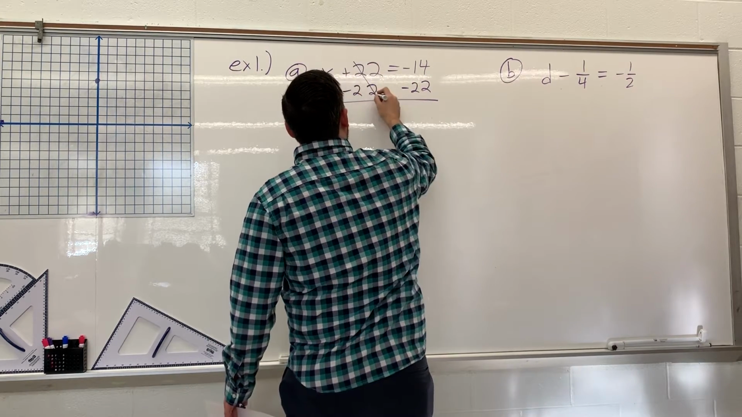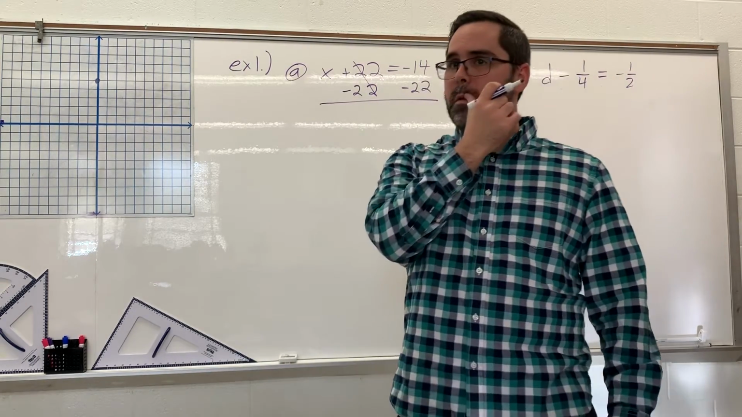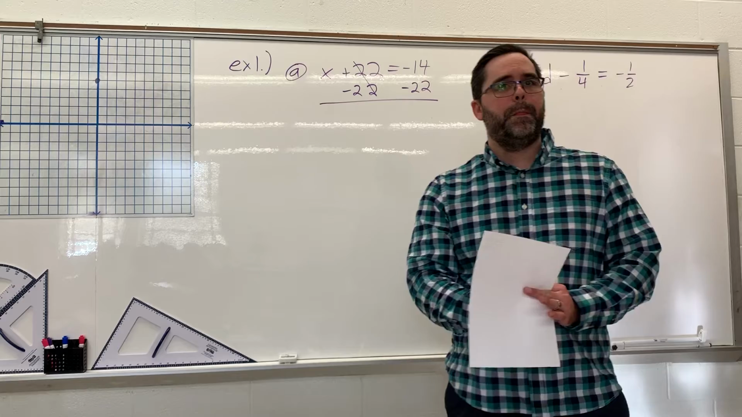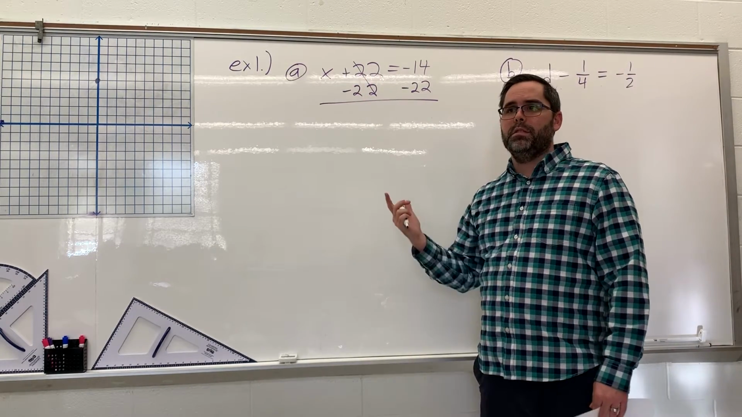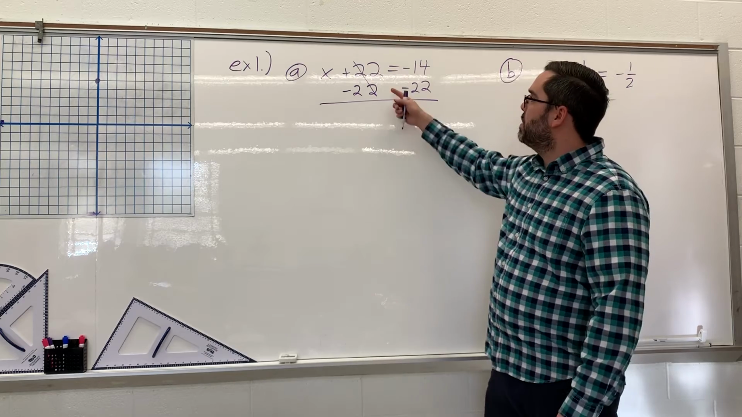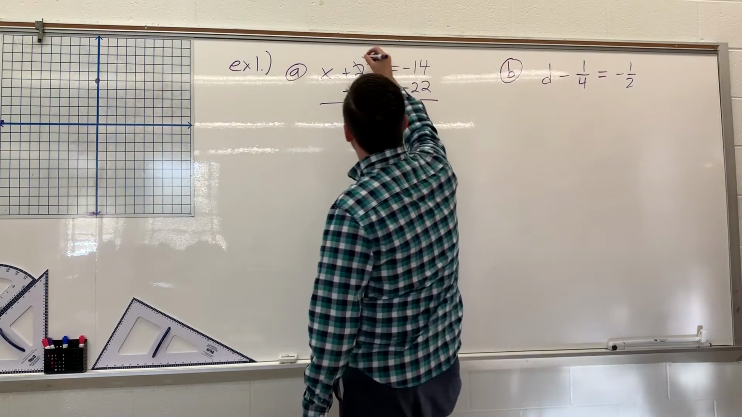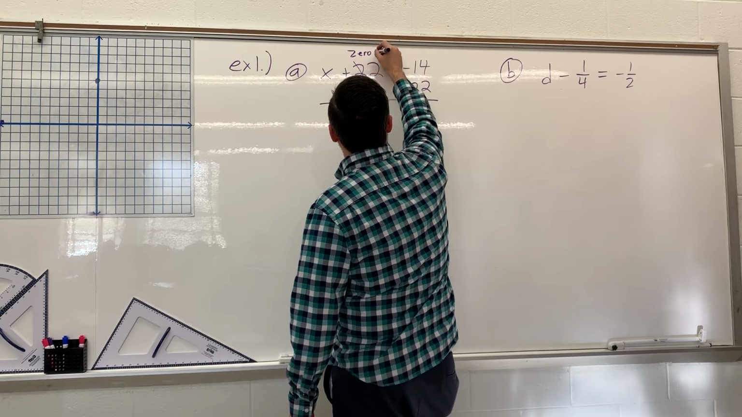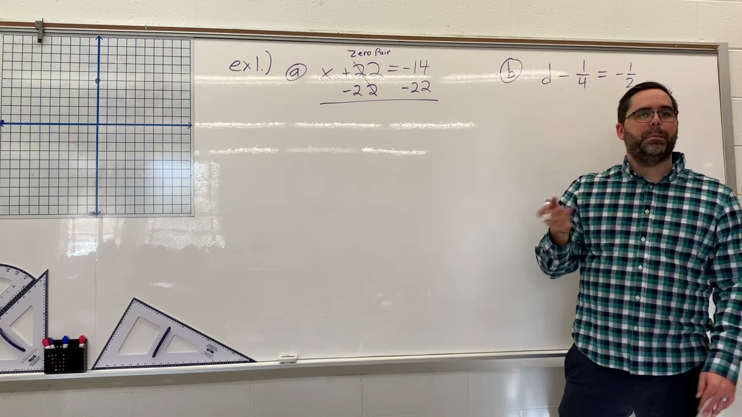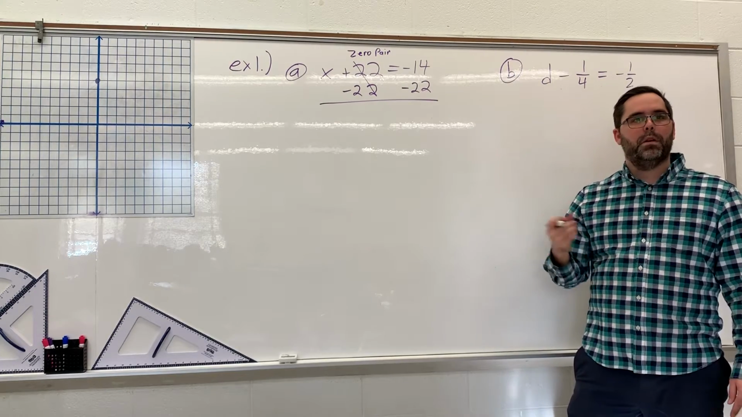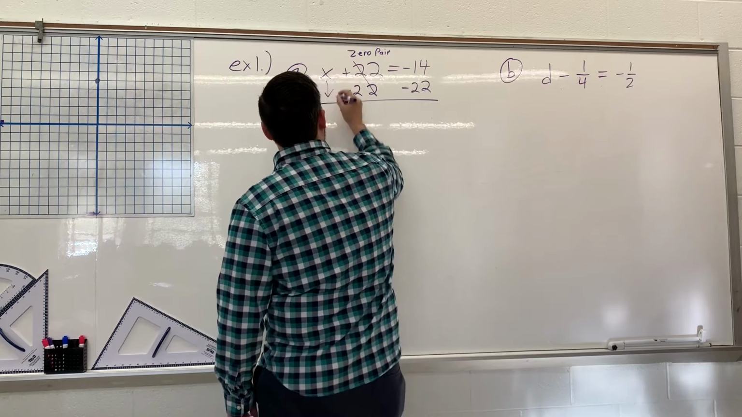These 22s cancel. You guys should be writing this on this sheet underneath. The 22s cancel because a positive 22 minus a 22 is 0. These are called a zero pair. Pair because there's two of them. 0 because when you combine them, it gives you 0. X comes down.